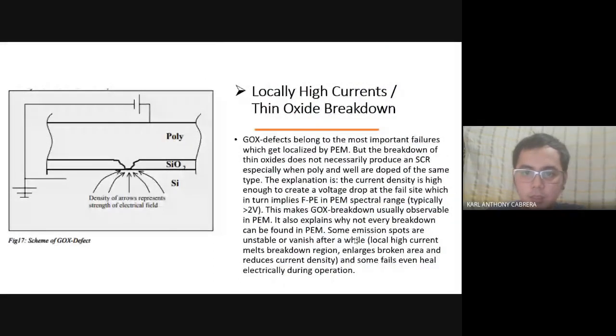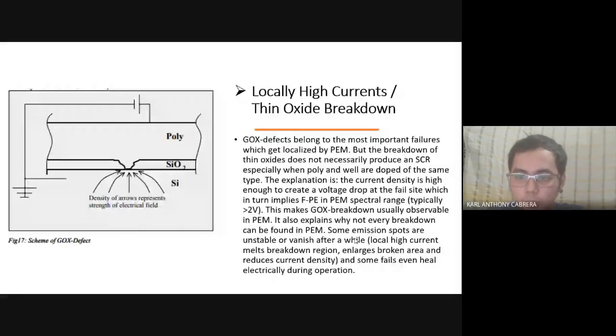Next is the locally high currents or thin oxide breakdown. GOX defects belong to the most important failures which get localized by PEM. But the breakdown of thin oxides does not necessarily produce an SCR, especially when poly and well are doped of the same type. The explanation is the current density is high enough to create a voltage drop at the fail site, which in turn implies FPE in PM spectral range, typically greater than 2 volts.